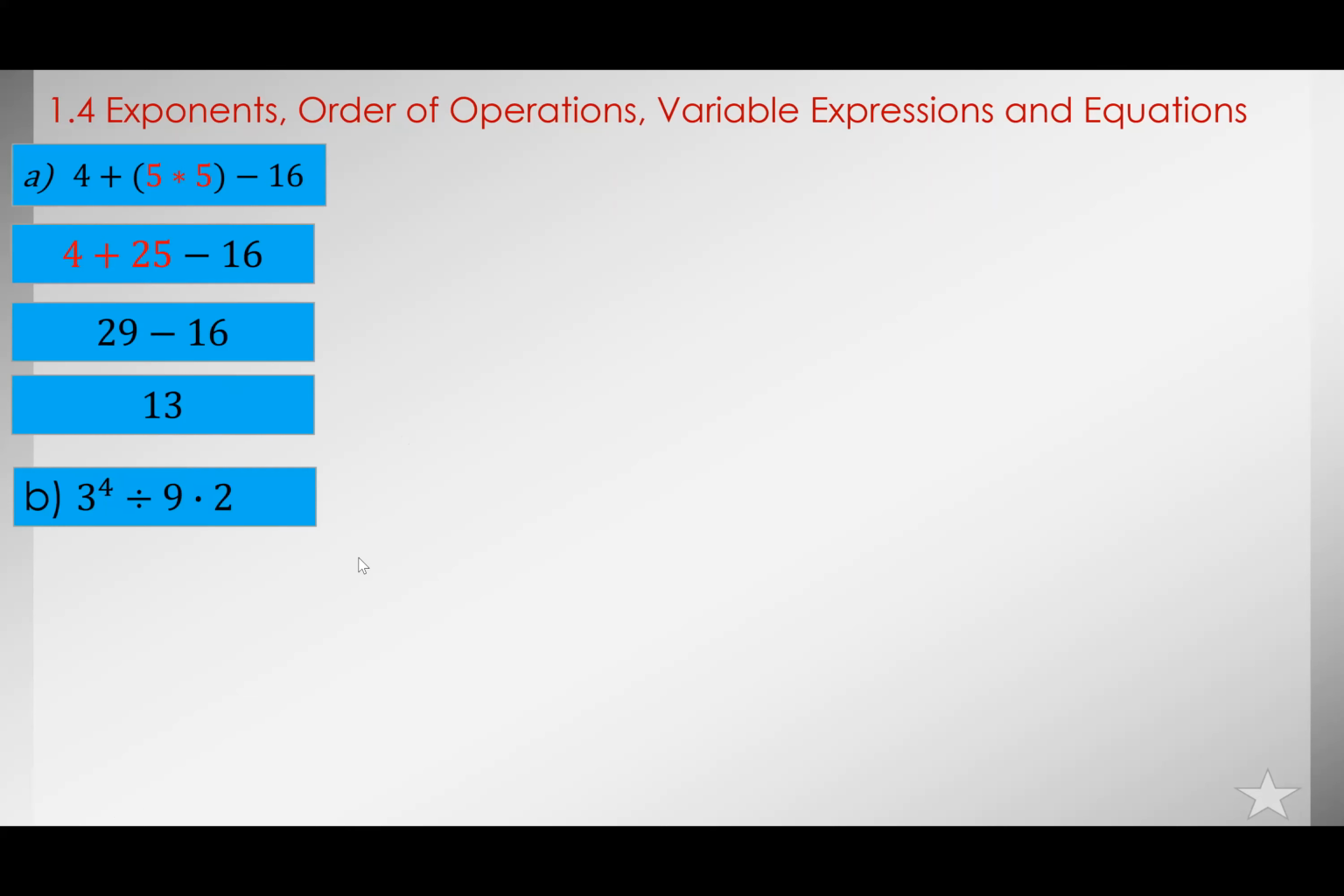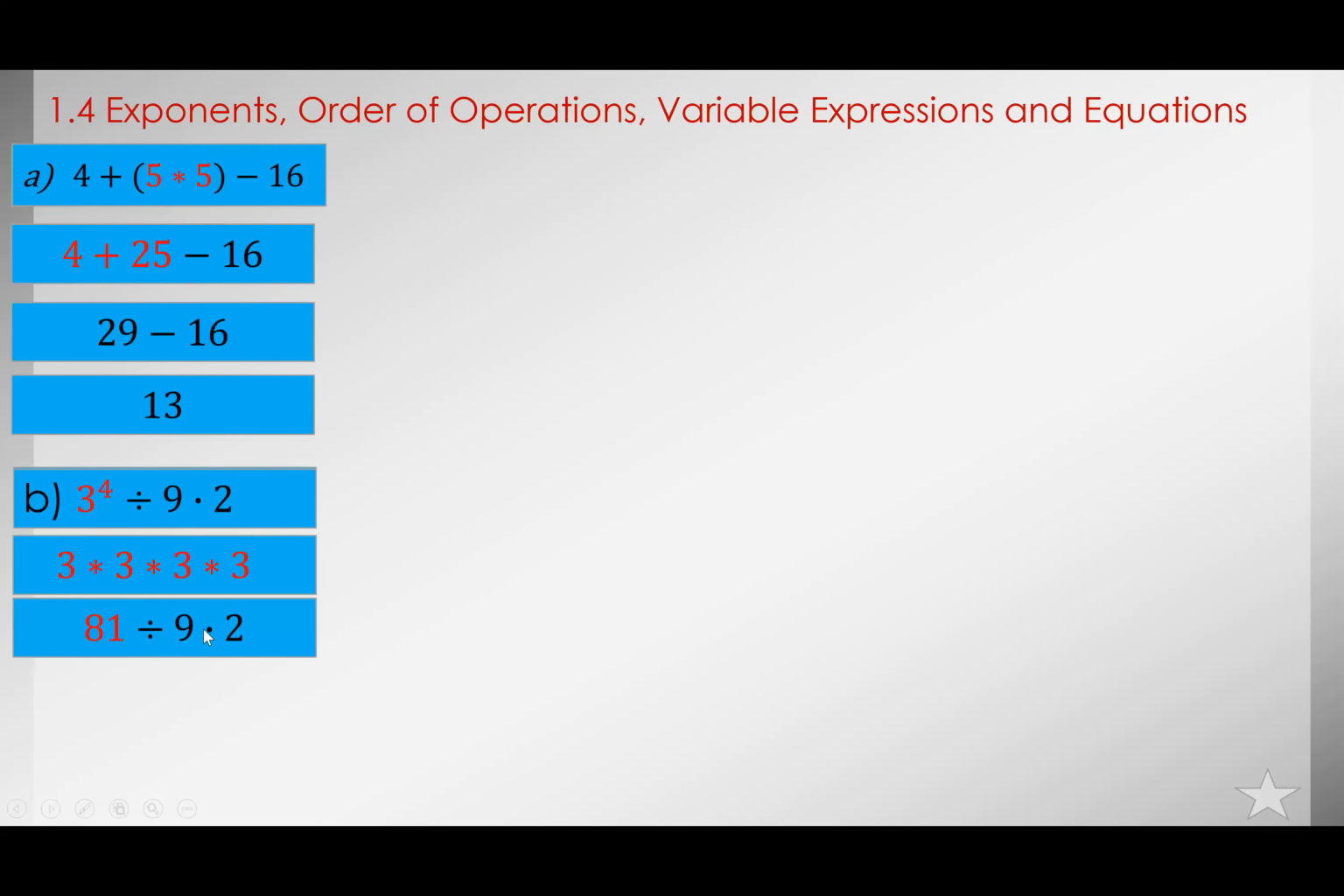So looking at this problem, if you attack this, the first thing we need to do is evaluate this exponent. We did this already, which is 3 raised to the 4th power, which is 3 times 3 times 3 times 3, and that gives us 81.